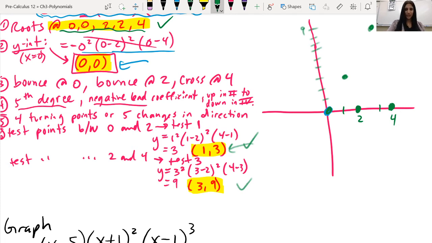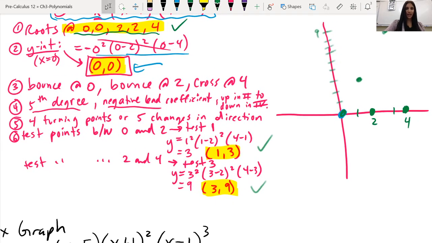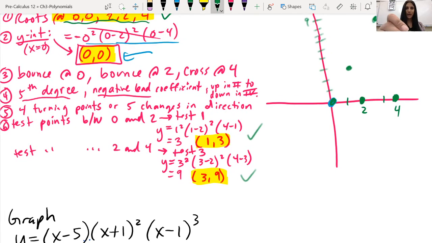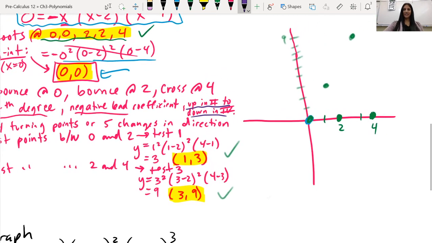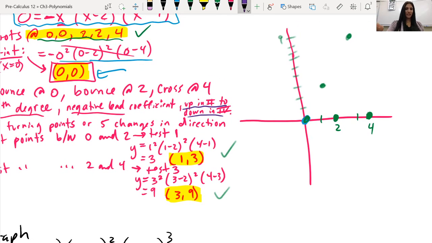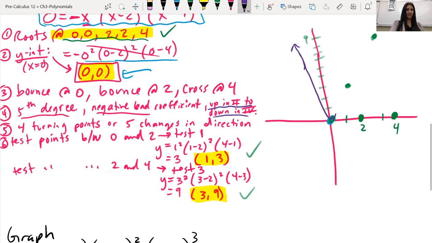Okay, so now that I've talked about that, we've gone through this. Let's take a look at our end behavior. By end behavior, maybe I'm going to do it in purple, up into to down in quadrant 4. So that tells me that I would be starting up here somewhere, and I knew that I had a bounce at 0 because it told me that here.